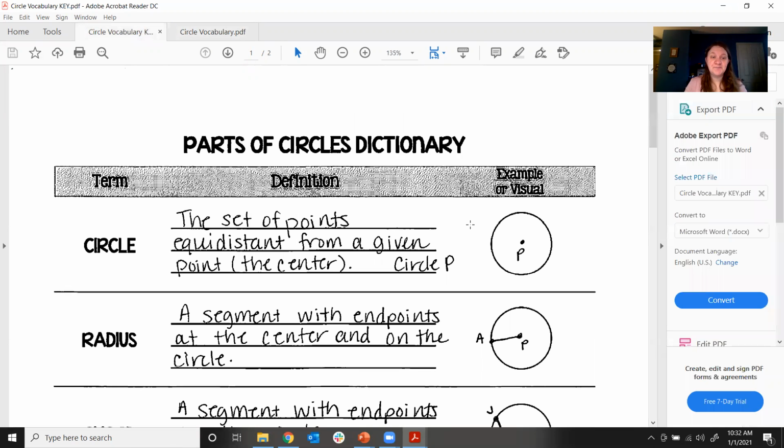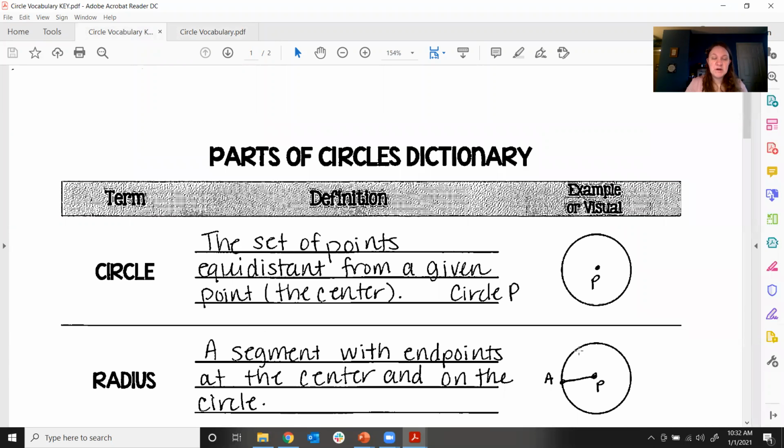with the vocabulary. Okay, so we're going to hear the word circle. Hopefully you've heard of a circle before, but the definition of a circle says it's the set of points equidistant from a given point, and we call that point the center. So here we have point P, and point P is the center, and every point on this circle is the same distance away from point P.